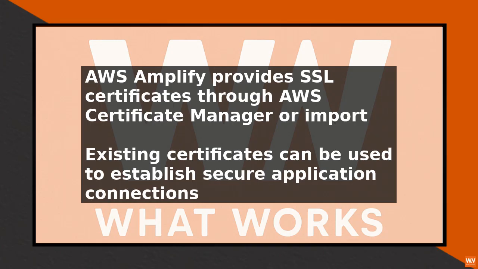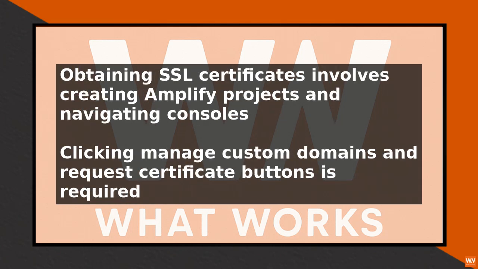Here is a step-by-step guide on how to obtain an SSL certificate using AWS Amplify. First, create an AWS Amplify project and navigate to the Amplify console. Next, click on the environment where you want to enable SSL and then click on the Manage Custom Domains button.